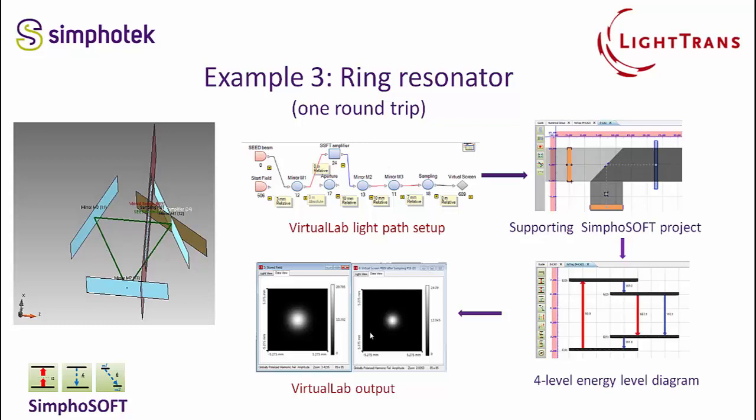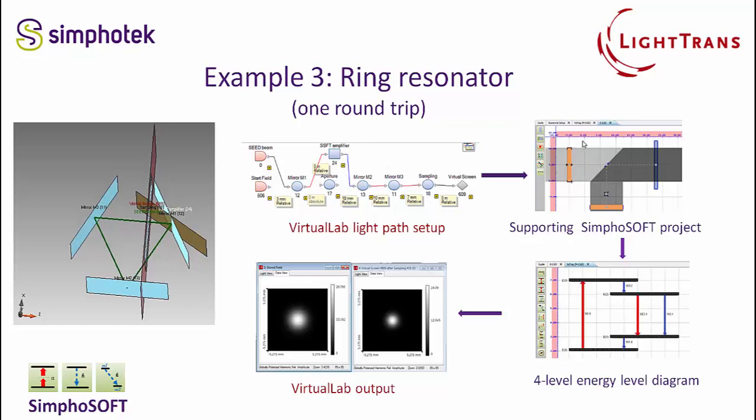So now I'm going to example 3, which is a ring resonator. I'm going to show you the simulation of one round trip through the ring resonator. The ring resonator shown on the left is in a 3D diagram. It has 3 mirrors. You start out on a plane, send the beam to the first mirror, then it goes to the sample, to the second mirror, third mirror, back to the original plane. In the VirtualLab light path, you see a seed beam, and it goes to mirror 1, and it goes to the amplifier section, then mirror 2, mirror 3, and to the screen.